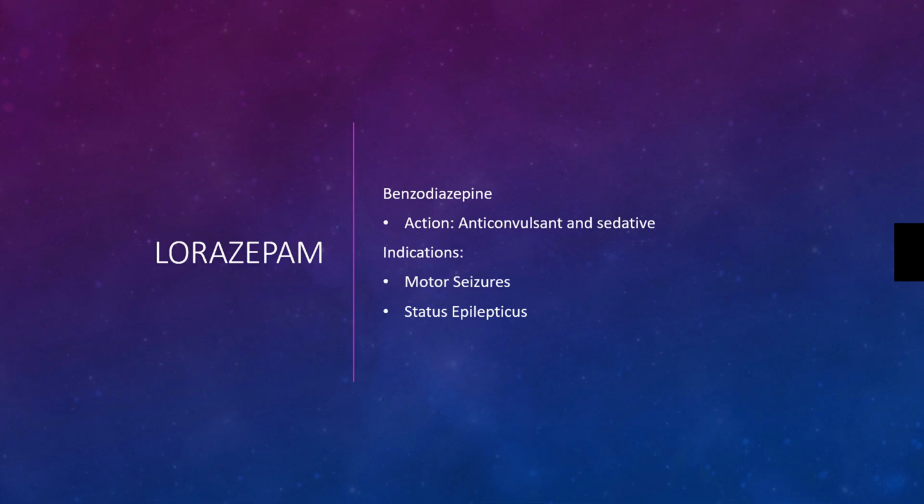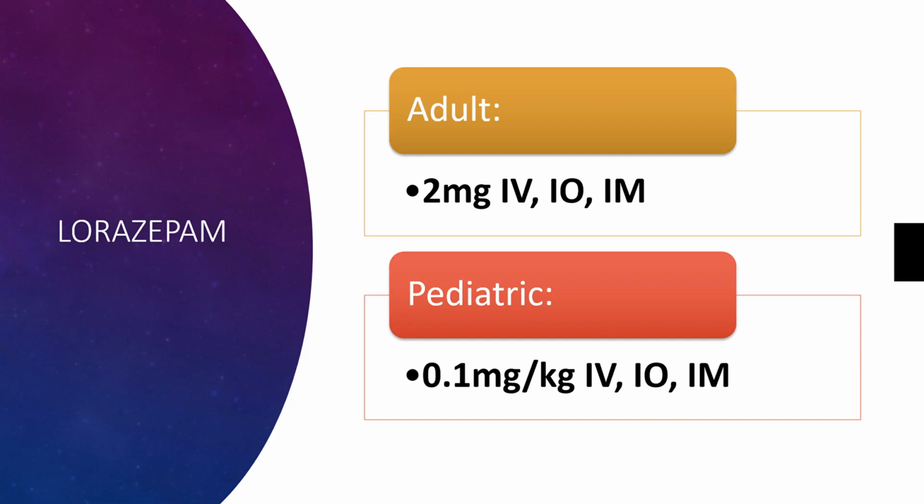or diazepam. The adult dosage is 2 milligrams, IV, IO, or intramuscular. Pediatric dosage, same routes, but it's 0.1 milligrams per kilogram. Remember, pediatric dosages are generally not to exceed the adult dosages unless otherwise noted.